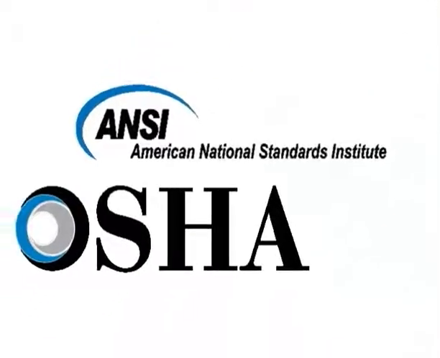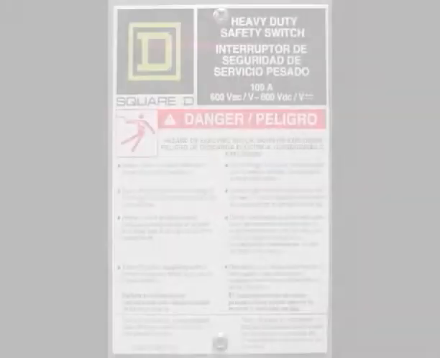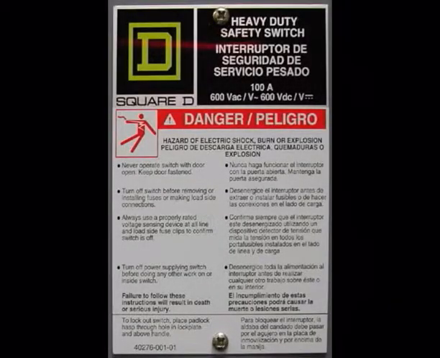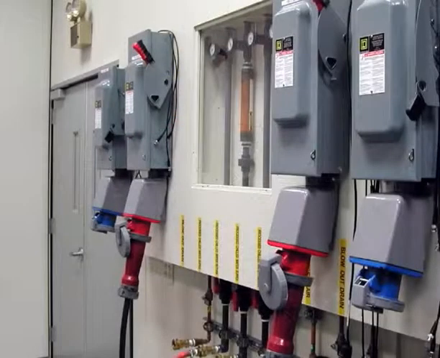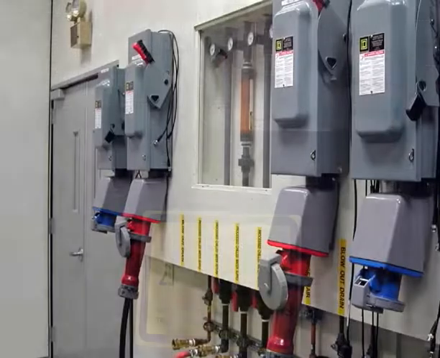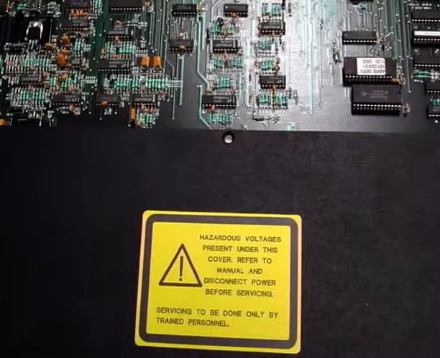Agencies like ANSI and OSHA set standards that require all electrical hazards have appropriate warning labels and that access to these areas are interlocked. It is for this reason that Coherent products comply to these standards and have appropriate warning label designations.